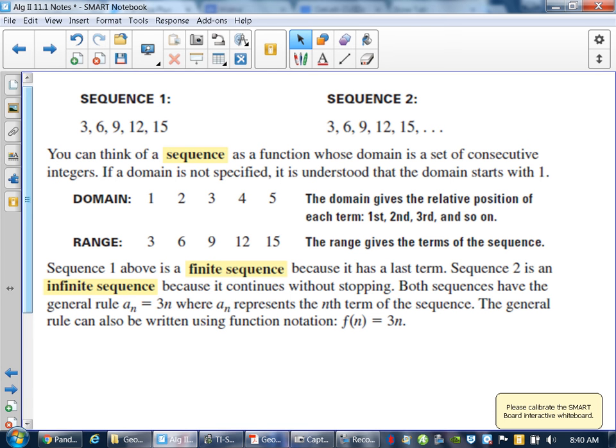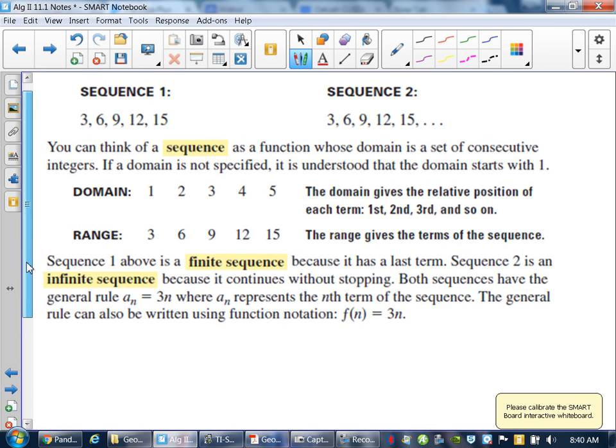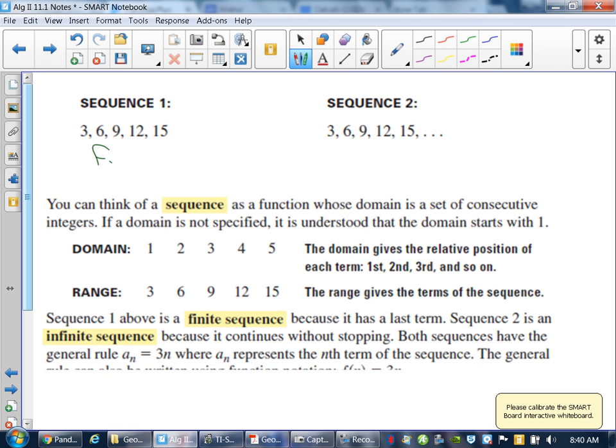So what we have here is what's called a finite and an infinite. It's finite because it ends. There's no dot. It tells me that there are 5 numbers in the sequence. The second one, with that dot, is called an infinite sequence. It just continuously goes on and on and on.